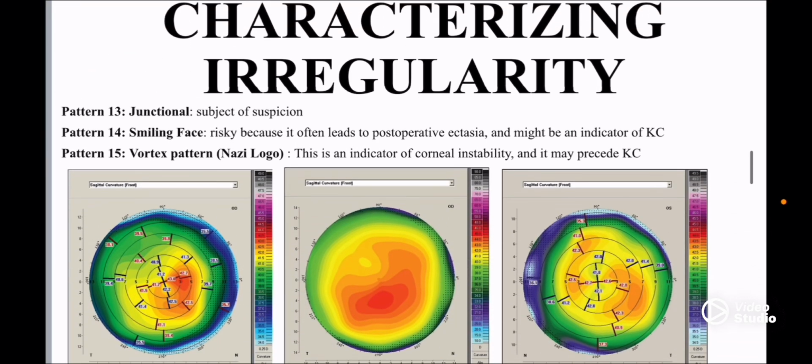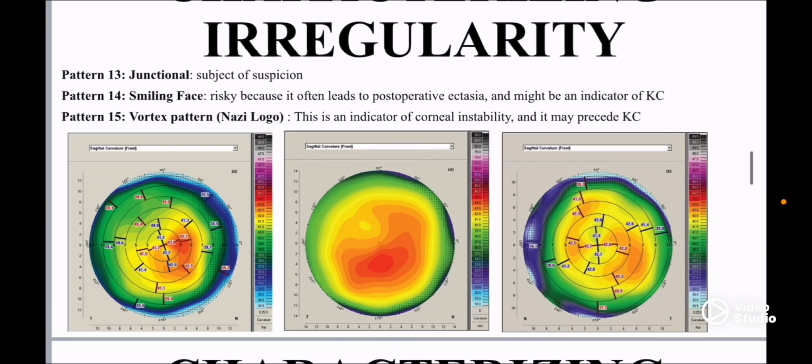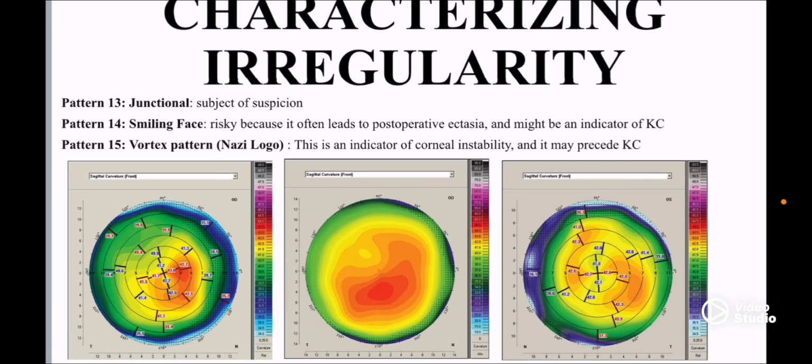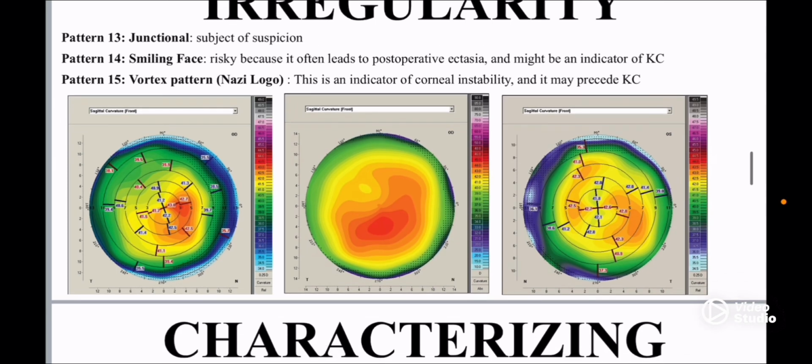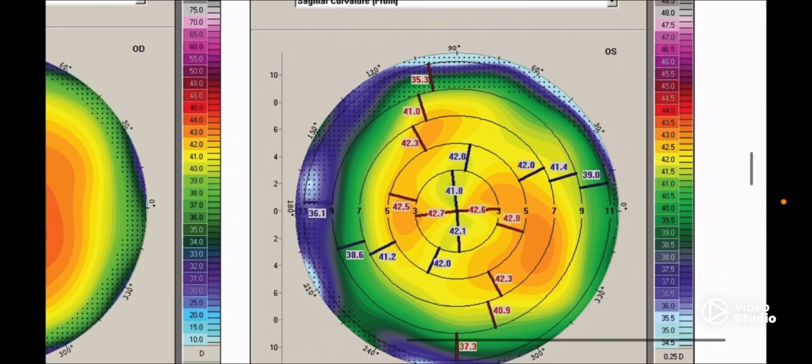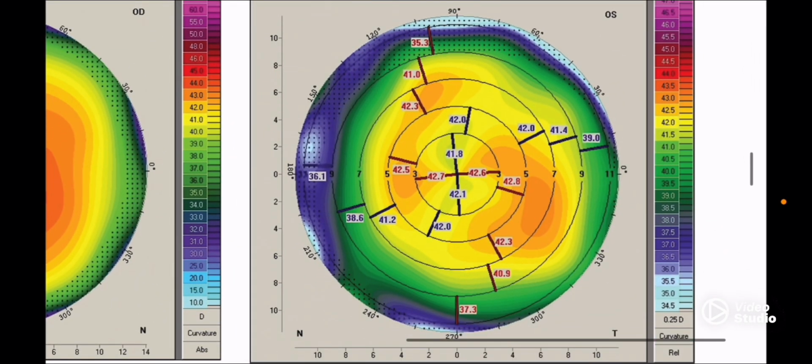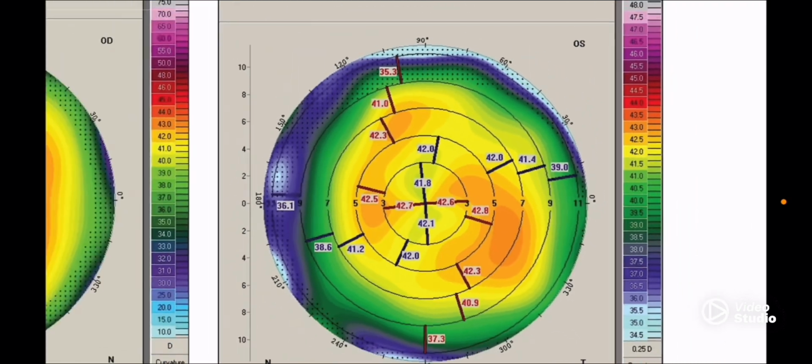Coming on to 13th pattern, which is junctional pattern. 14th pattern is spinning face pattern, and it is very risky as it will lead to post-operative ectasias, and it might be an indicator of keratoconus. Now the last pattern is pattern number 15, which is Nazi logo pattern. Okay, this is Nazi logo pattern on the rightmost.